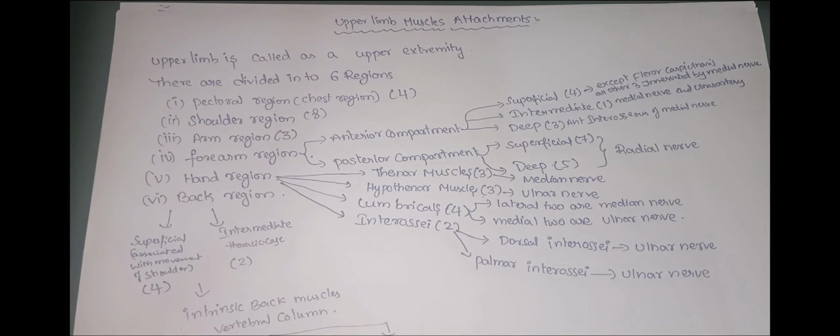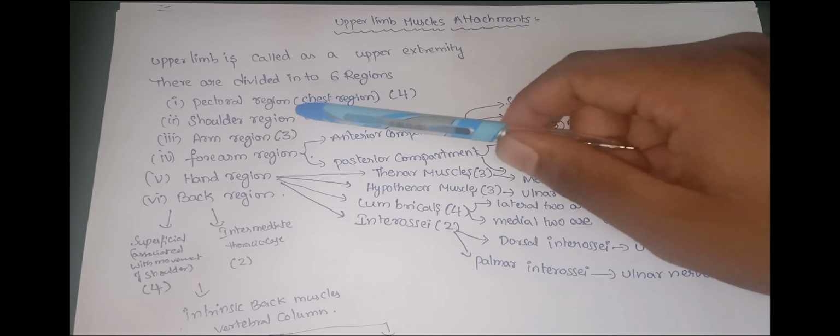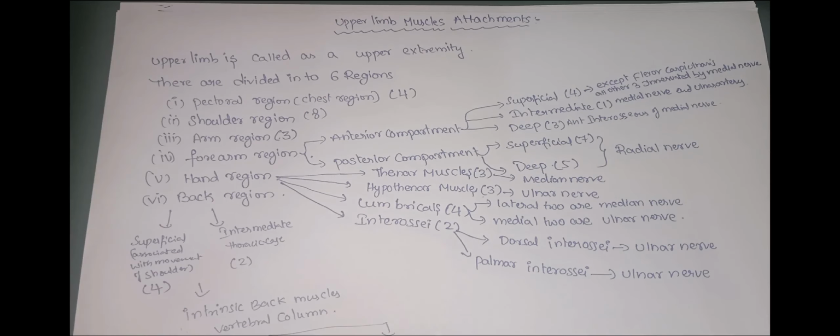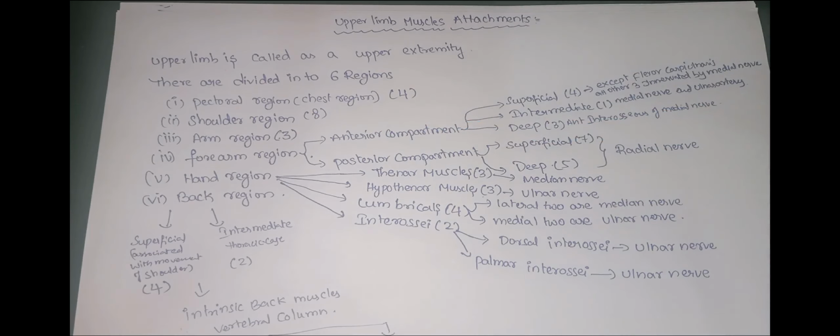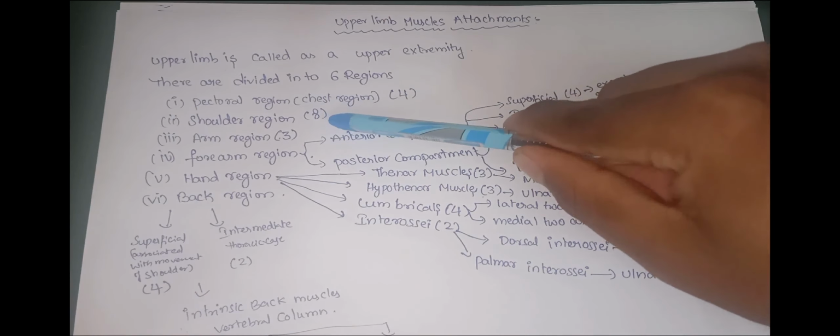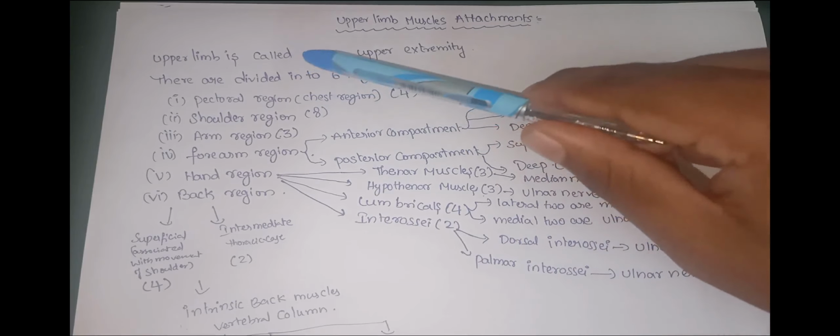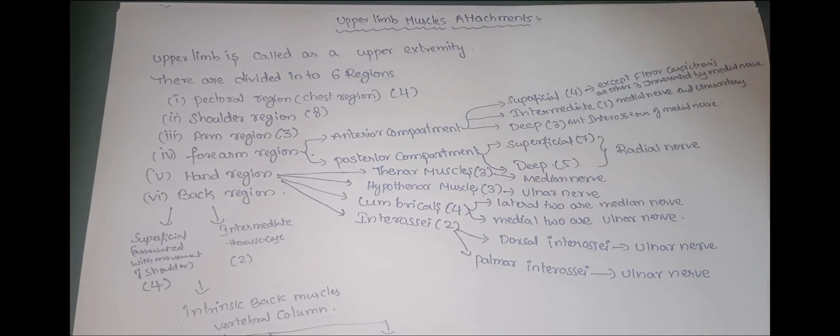Okay, next, the shoulder region. The shoulder region is formed by the humerus, clavicle and scapula. These 3 bones combine to form the shoulder. How many muscles are attached near the shoulder region? There are 8 muscles attached near the shoulder region.